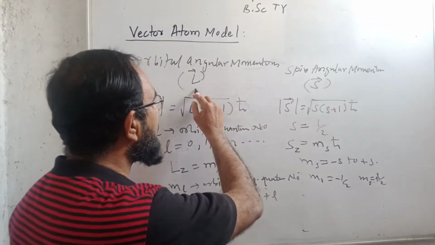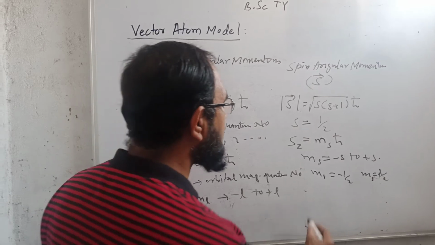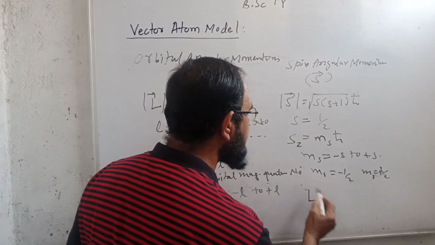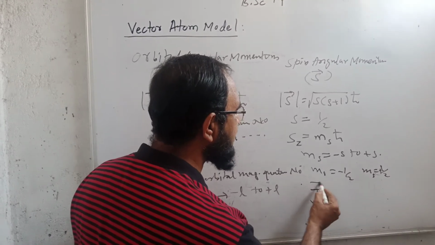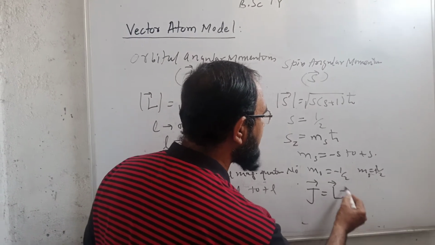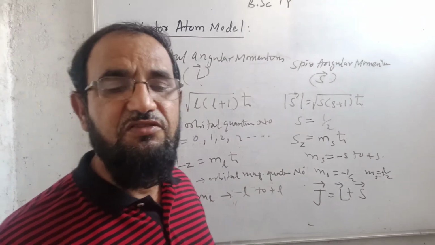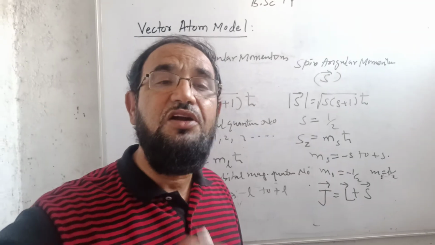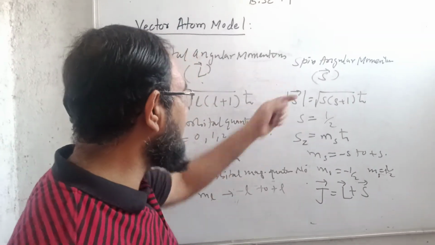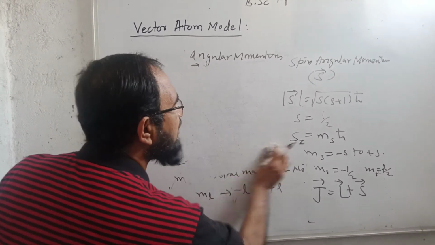So we have two types of angular momentum: orbital angular momentum and spin angular momentum. We can combine these two as the vector J. The total angular momentum vector J is equal to the vector sum of L plus S. Now we will find the total angular momentum by combining these two.